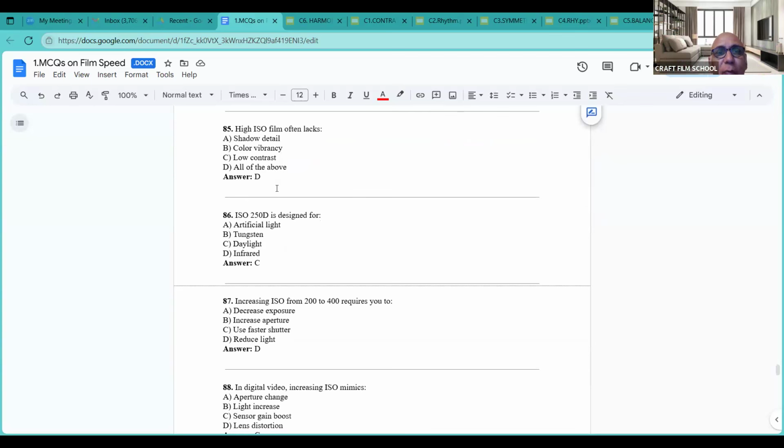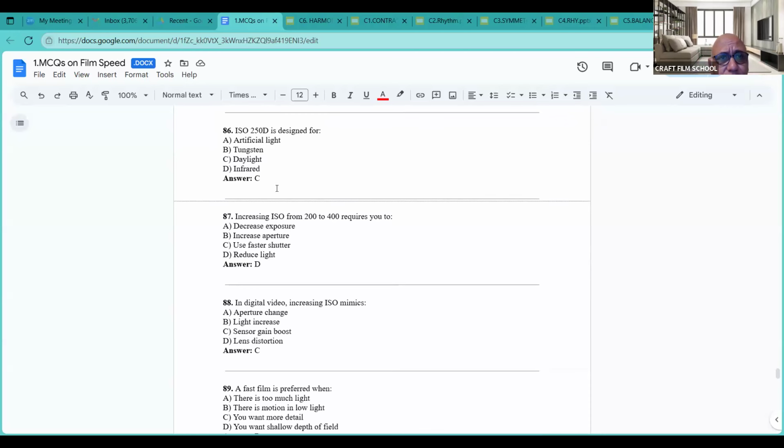High ISO film often lacks what? Shadow detail, color vibrancy, color contrast, all of the above. Yes, all these things. If you're using the higher ISO film, shadow details are there for sure, but you don't get that much. Color vibrancy, color also has a little shift. Contrast is also a problem. So all these things are there. So the correct answer is D.